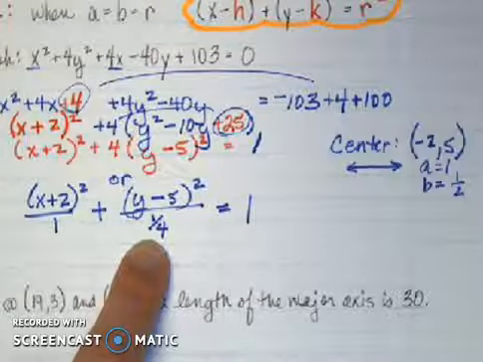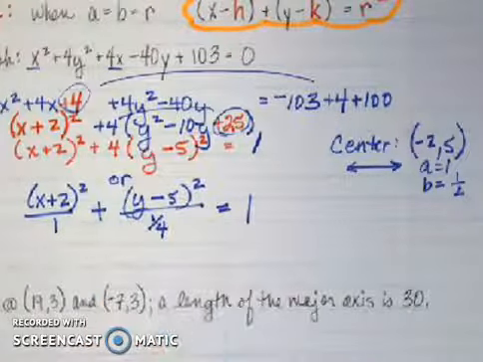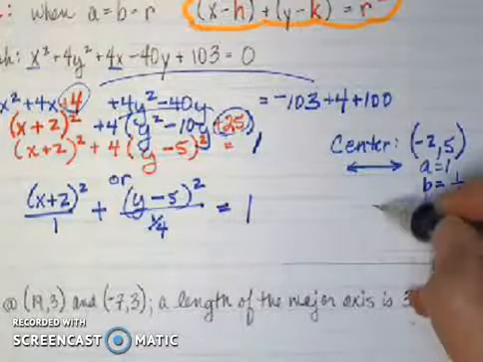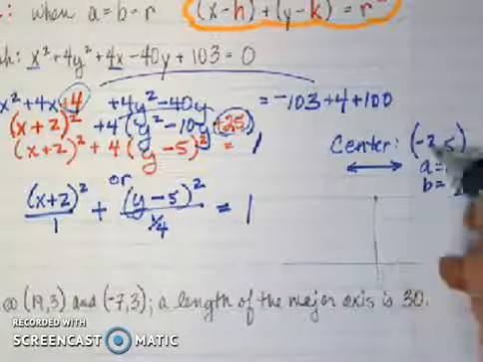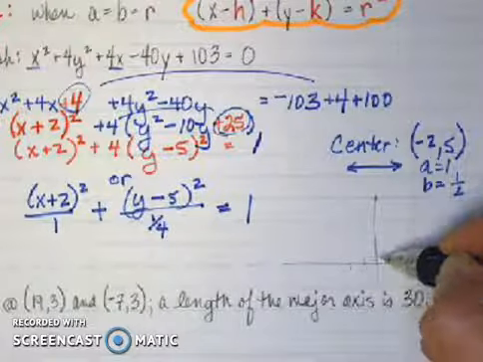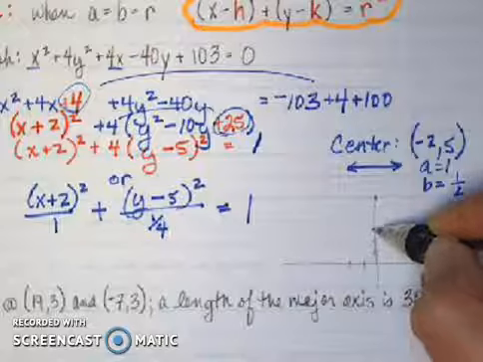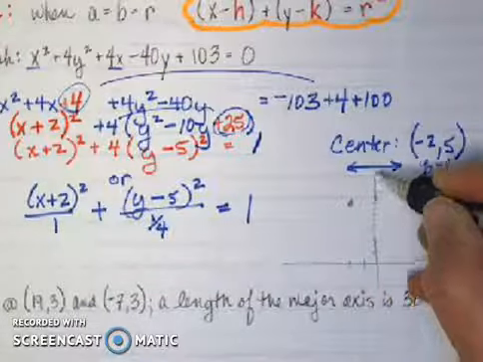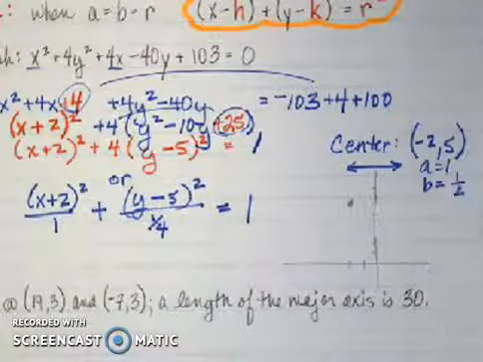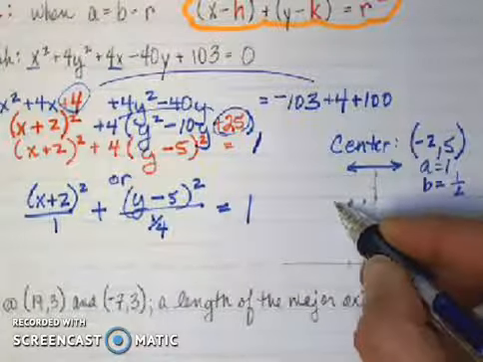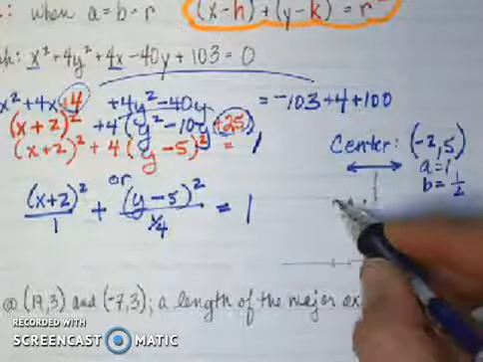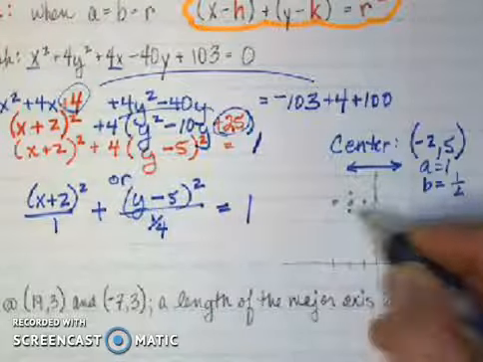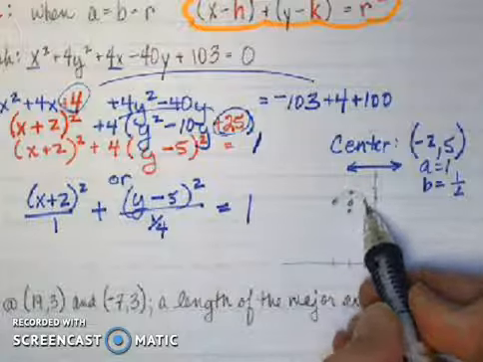Now if I wanted to sketch this, if I know that my center is here at -2, 5, 1, 2, 3, 4, 5, and I know that my A is 1, I'm horizontally based, so I'm coming over here to 1, I'm coming over here to 1, and then my B is 1/2, I'm going up a little bit, down a little, half a distance, okay? I have this type of oval right here.